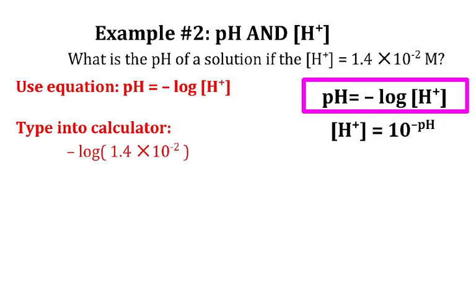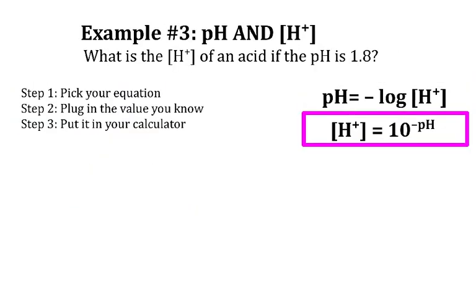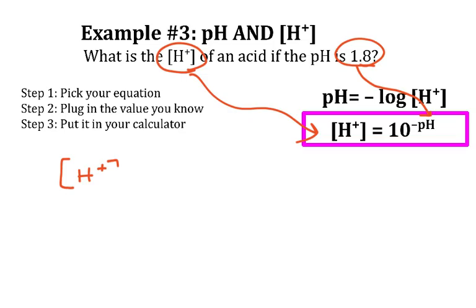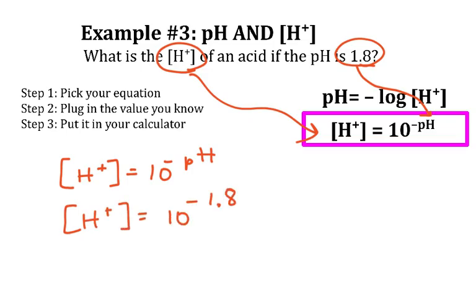So number 3. Nope, number 2. Mine are in the wrong order. All right, number 3. So pH and H plus. What is the H plus concentration, hydrogen ion concentration, of an acid if the pH is 1.8? So now that I'm solving for H plus, I'm going to use that second formula. pH is 1.8, so that's going to get plugged in where we see pH. I'm solving for H plus concentration. That equals 10 to the negative pH. So plugging in the pH from my problem, 10 to the negative 1.8.